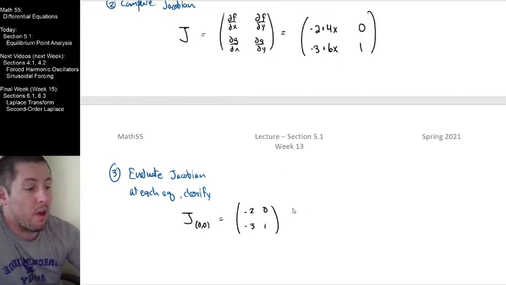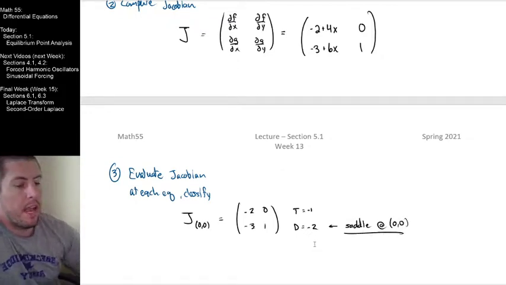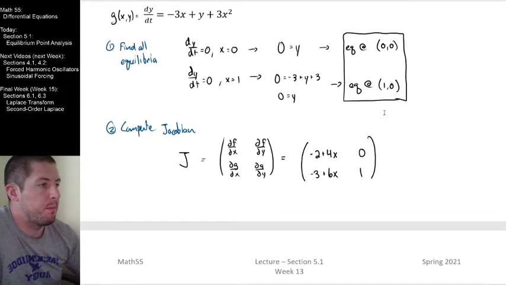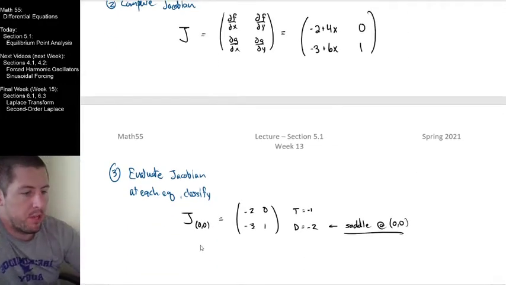And I can now say, okay, at 0, what's going on? Well, I've got a trace of negative 1. I've got a determinant, let's see, negative 2 minus 0 is just negative 2. And so I can see right away that we're going to get a saddle at 0, 0. And now I can go ahead and evaluate my Jacobian at, what was our other equilibria location? 1, 0. Let's evaluate the Jacobian at 1, 0.